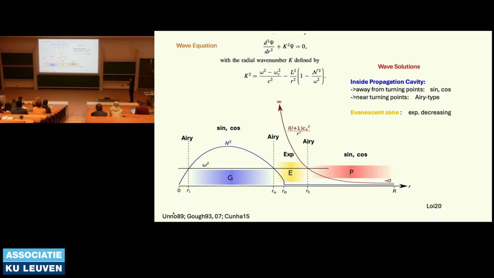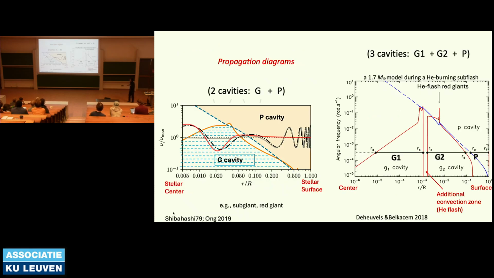And in the evanescent zone, the solution is essentially an exponentially decreasing function. So we can essentially connect these two solutions and get our final oscillation frequency expressions. Okay, so this has been done for subgiants or red giants.